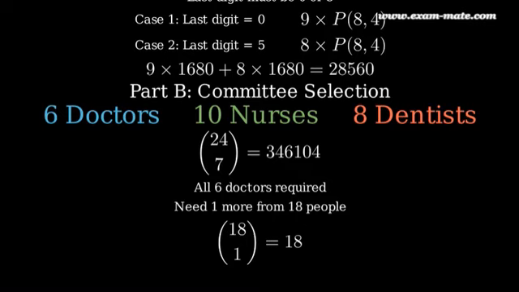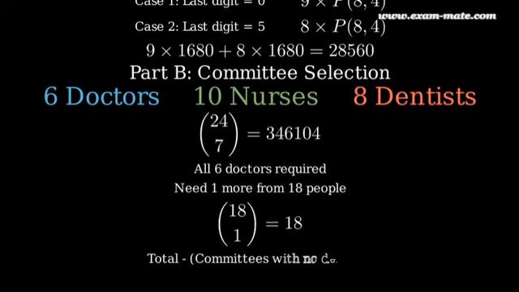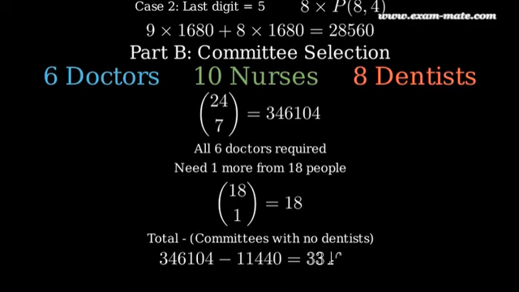Finally, for part B3, to find committees with at least one dentist, we can subtract the number of committees with no dentists from the total number of committees. This gives us 346,104 minus 11,440, which equals 334,664 committees.